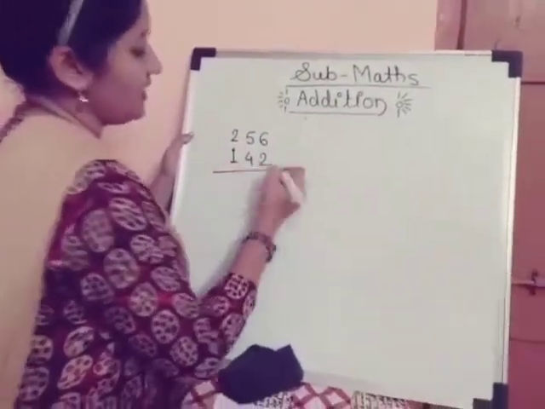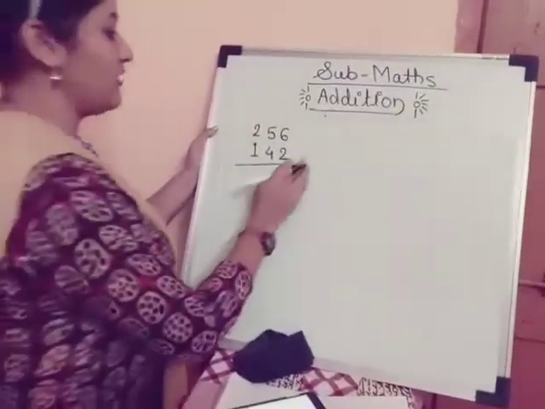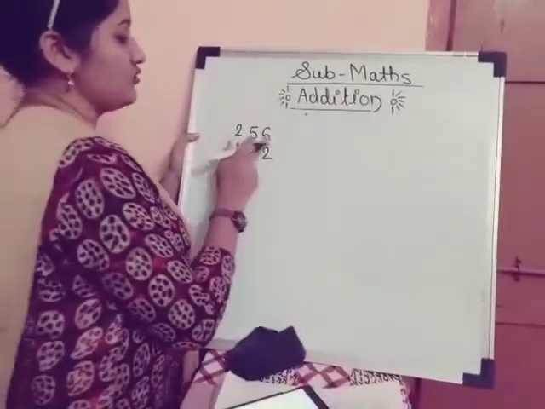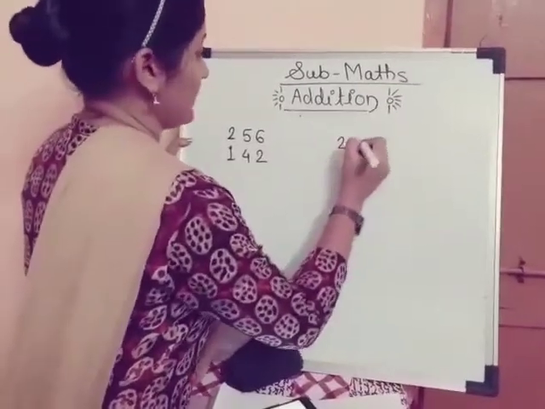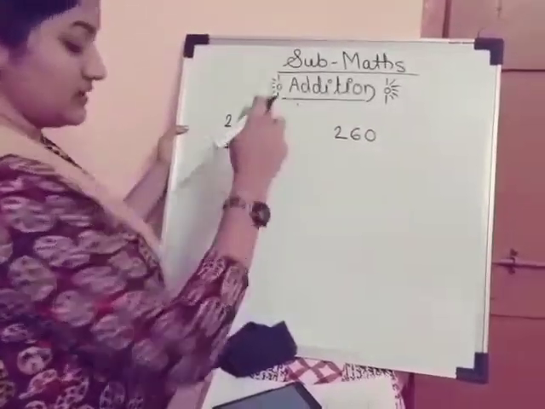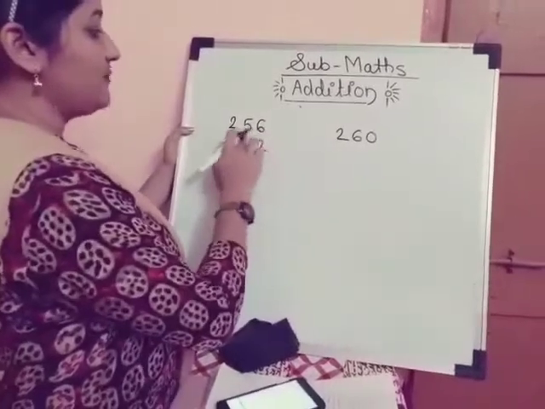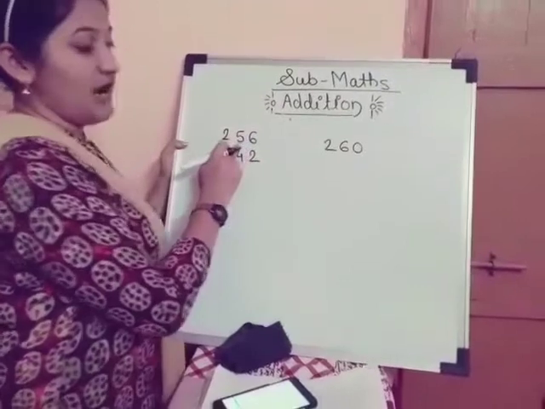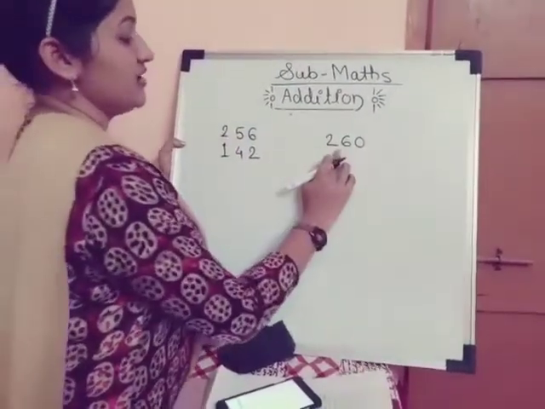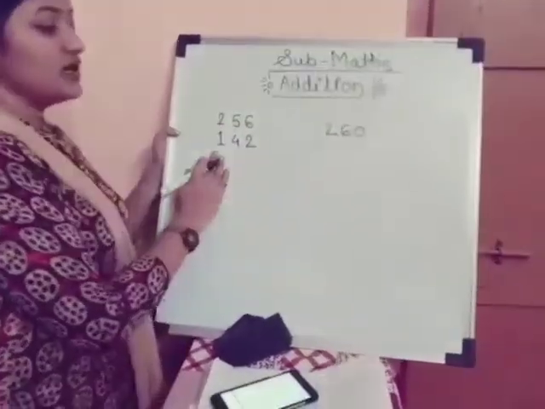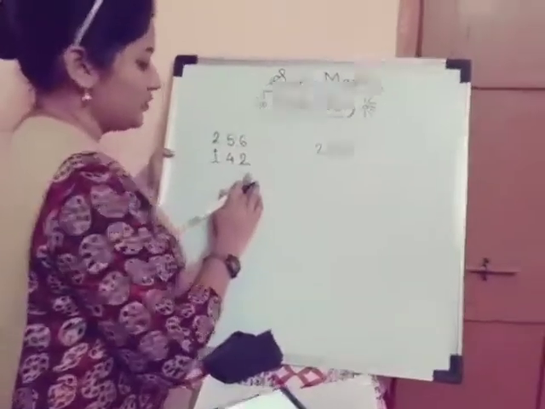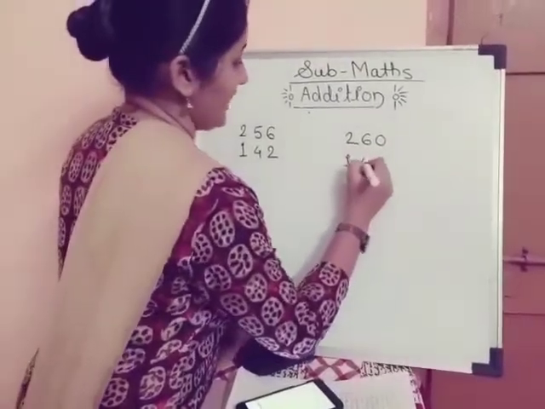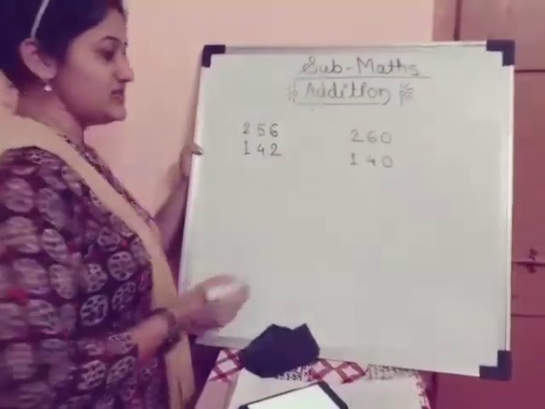142. As I already explained to you rounding off, how to round off the numbers. If you round off 256, you will get the answer as 260, because the digit at ones place will become 0, and if it is greater than 5 or 5, you have to add 1 to the tens digit, so it will be 260. Here you have to round off 142 again, so 2 is less than 5, so 1 and 4 will remain as it is, and you have to put 0 at ones place.